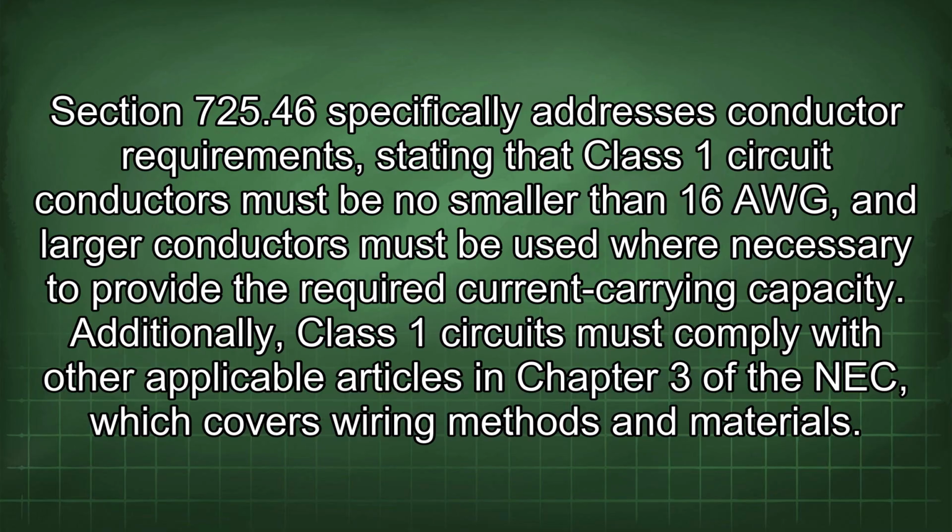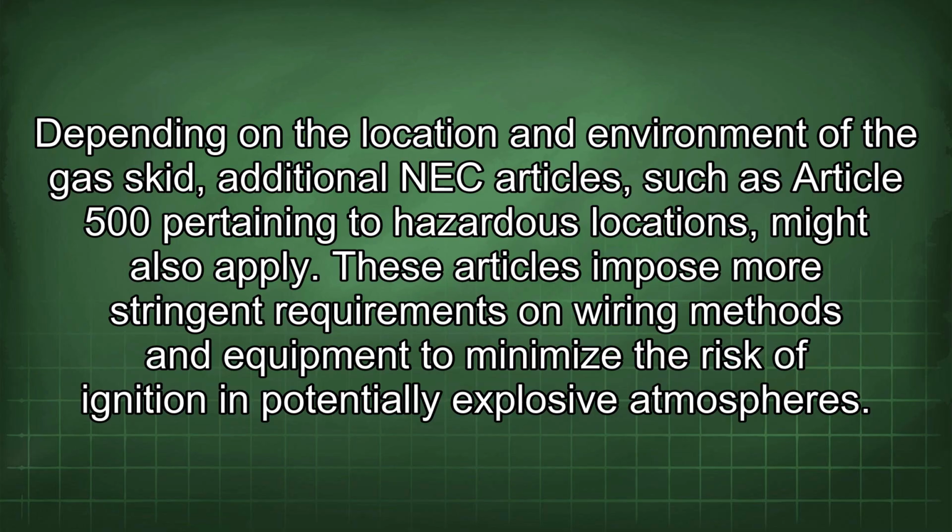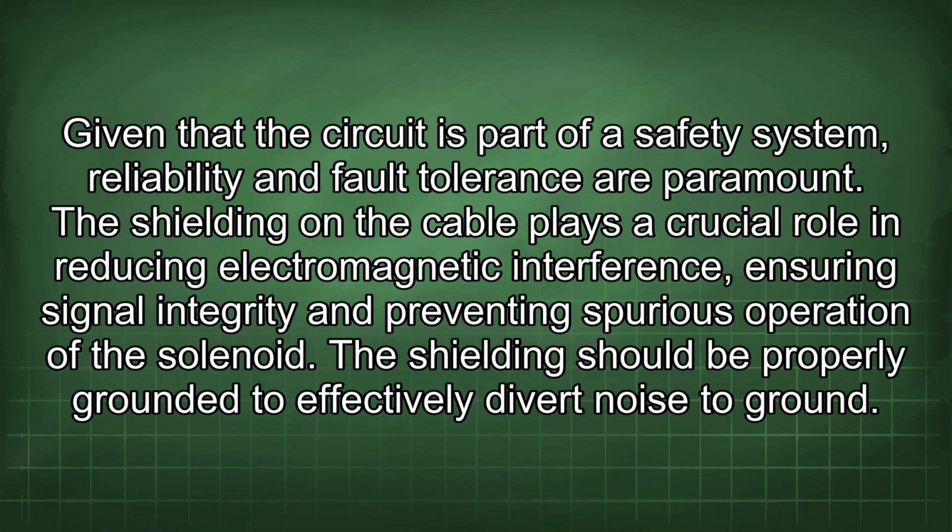Additionally, Class 1 circuits must comply with other applicable articles in Chapter 3 of the NEC, which covers wiring methods and materials. Depending on the location and environment of the gasket, additional NEC articles, such as Article 500 pertaining to hazardous locations, might also apply. These articles impose more stringent requirements on wiring methods and equipment to minimize the risk of ignition in potentially explosive atmospheres. Given that the circuit is part of a safety system, reliability and fault tolerance are paramount.